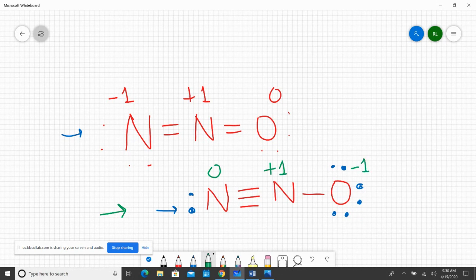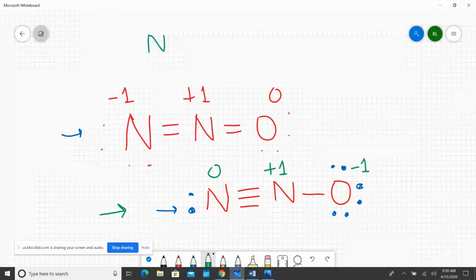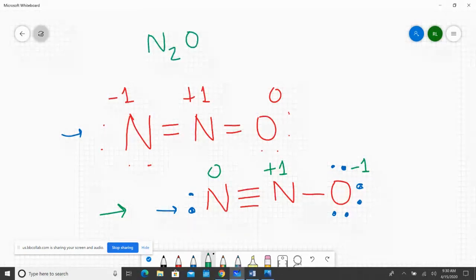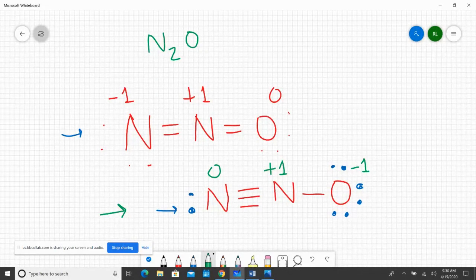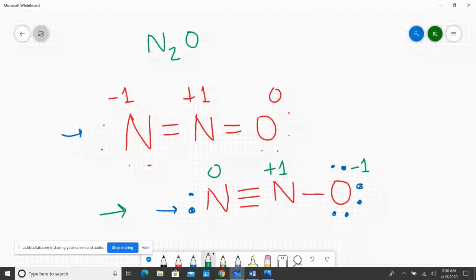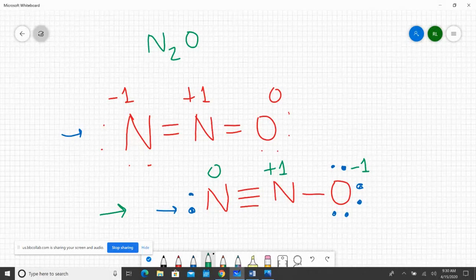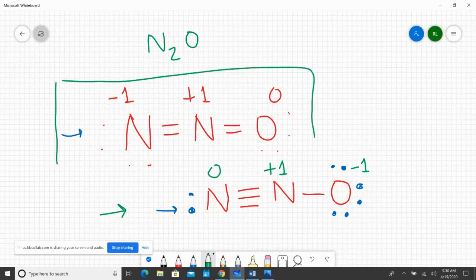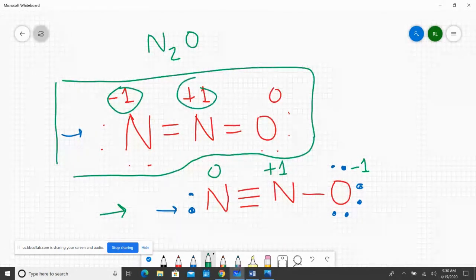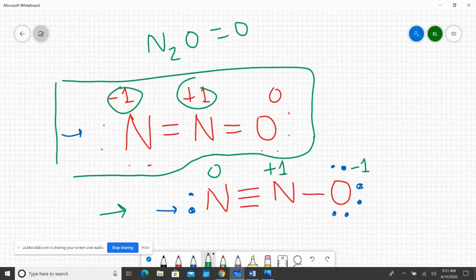A couple of things that you should have noticed. Laughing gas N2O is a neutral molecule. It is not a polyatomic ion. Overall, it's neutral. And if you look at the overall charge, if I add up -1, +1, and 0, overall formal charge is 0 for N2O. Same thing for the structure at the bottom: 0, +1, -1, it adds up to 0. Now the question is, which is the better Lewis structure?